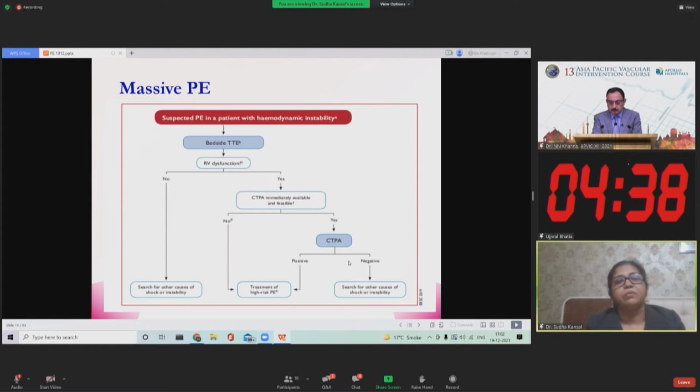It's a very useful modality, and I think we are all learning this in the last 1 year, to do a bedside echo. So if there's a suspected PE in a patient with hemodynamic instability, what I do is a bedside transthoracic echo. If there's no RV dysfunction, it practically rules out pulmonary embolism. If there is RV dysfunction, if CTPA is possible and feasible, we should do it. If there's no clot on CTPA, this is unlikely to be a cause of shock. If CTPA is possible and it is positive, diagnosis is confirmed. If it is negative, you should think of other causes.